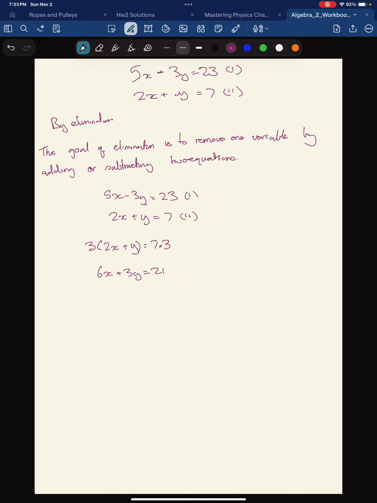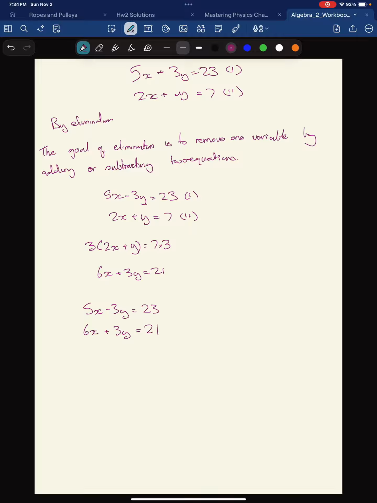All right. So now I've identified the variable that was easy to remove, and now I have created an equation that I can add that will make y disappear. Let me show you how I'm going to make y disappear. So let me rewrite equation 1 right here. 5x minus 3y equals 23. And we're going to have 6x plus 3y equals 21.